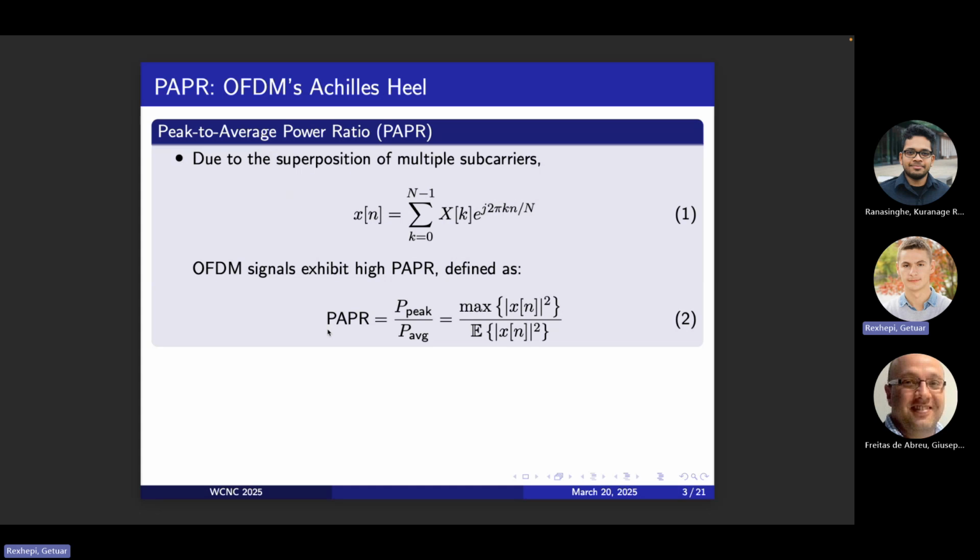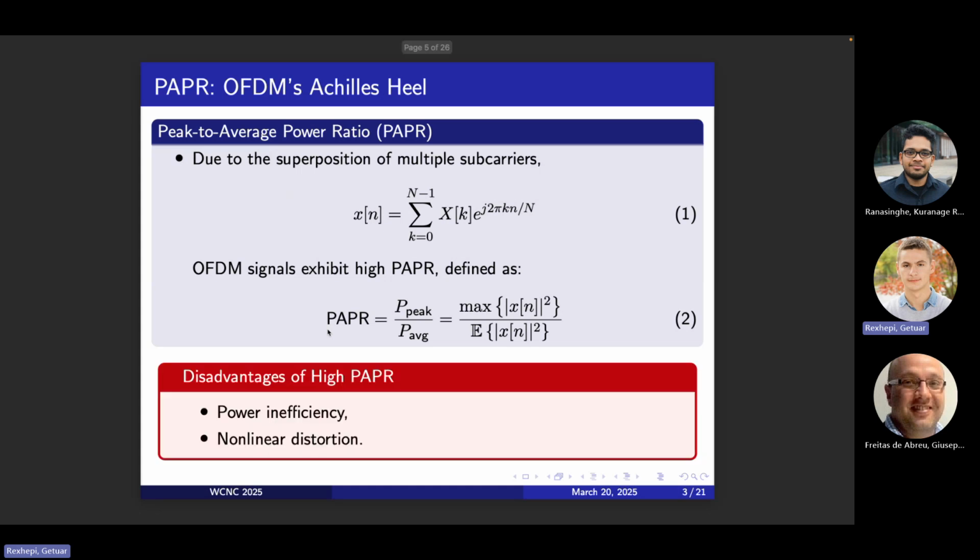Even though this is not very common, it can happen, and it's very bad for power amplifiers, which will create some nonlinear distortion or power inefficiency. For example, if you think of some receiver design, you have some high power amplifier and it has a certain range that can accept signals. However, if you have high PAPR, this amplifier will cut the peaks, which will create some distortion of the signal, which we don't want.